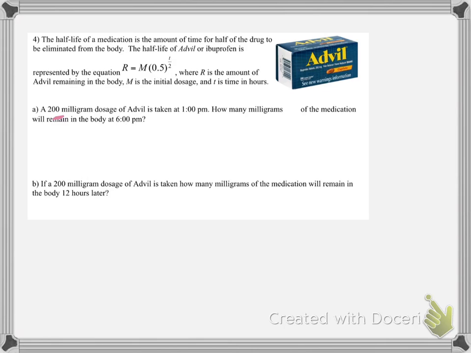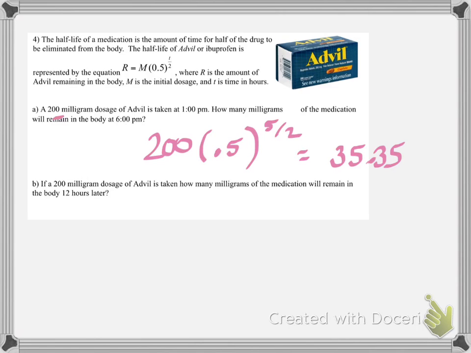Sorry about that. So, you would start off with 200. You have the fact that you're multiplying by 0.5. And since from 1 to 6, that would be 5 hours, that's 5 over 2. So you just type that in the calculator, and you would get 35.35. So you have about 35.35 milligrams in your system still.